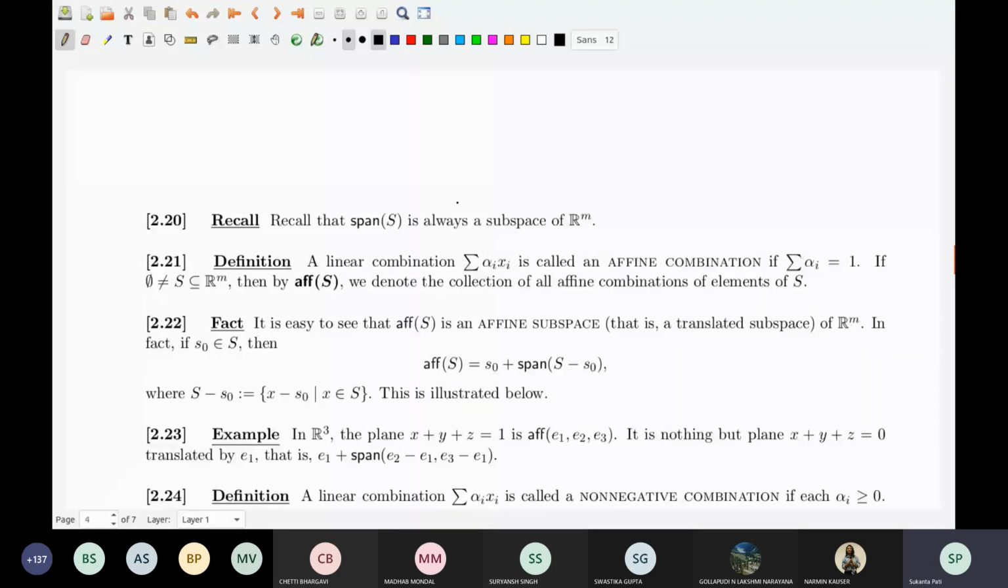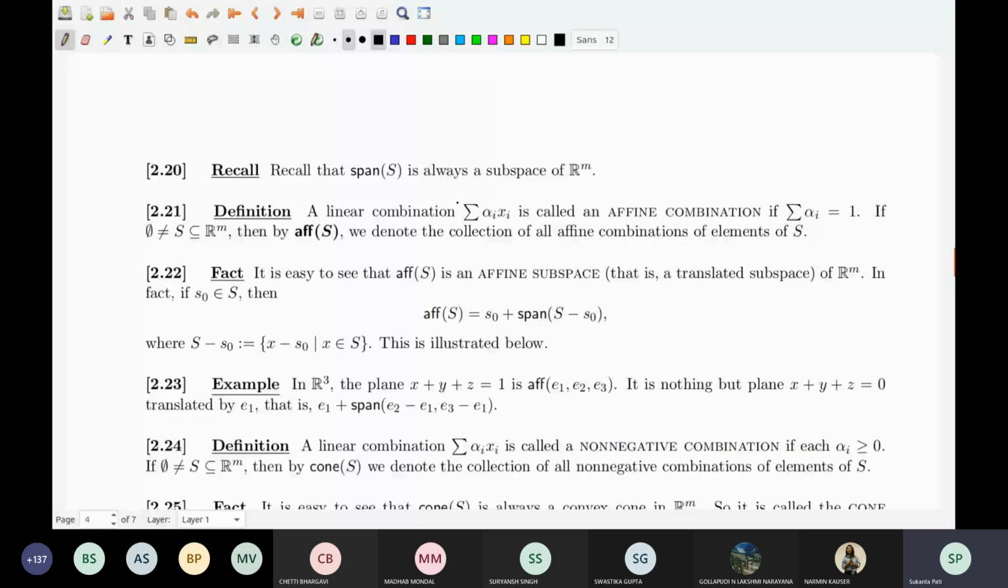A linear combination is called an affine combination if the sum of the coefficients is equal to 1. Okay, and the collection of all affine combinations of elements of S, I will be denoting it by aff S. The way span S is the collection of all linear combinations of elements of S, aff S is like that. Okay, it is easy to see that aff S is an affine subspace actually.